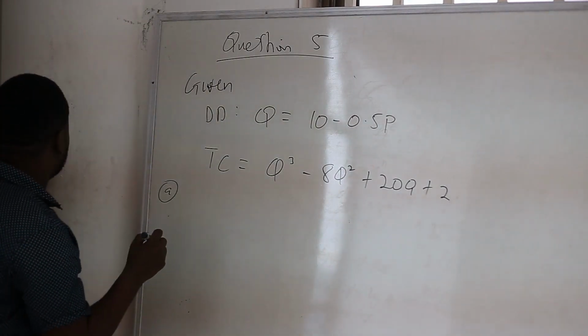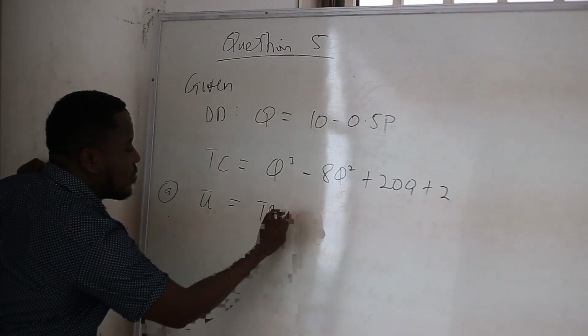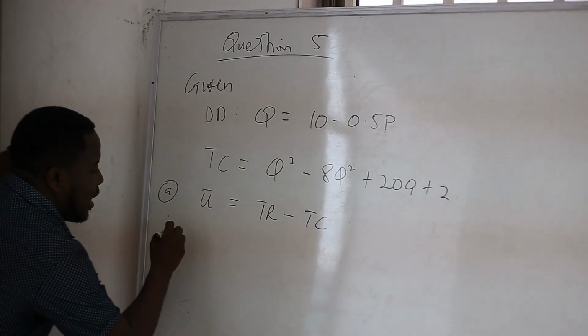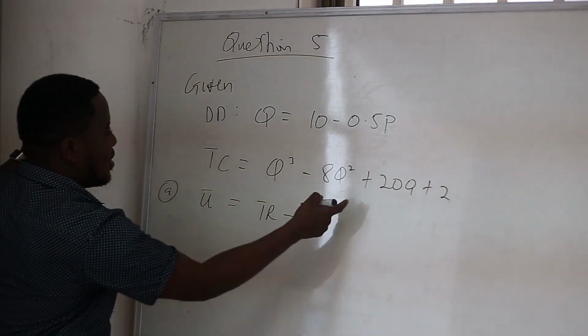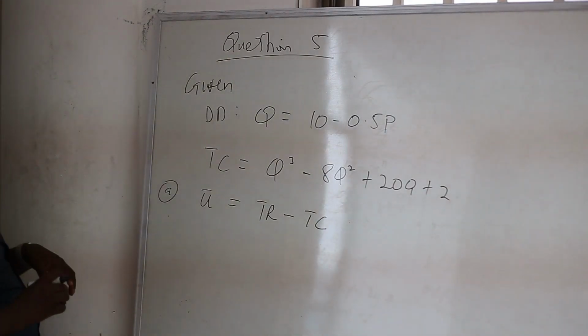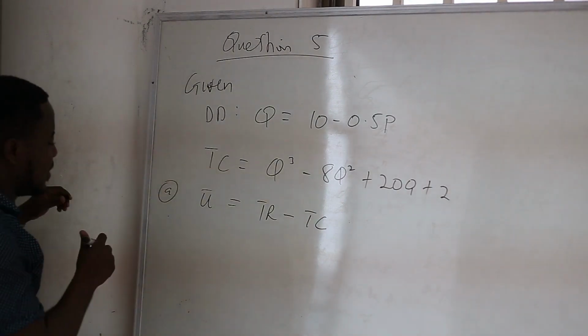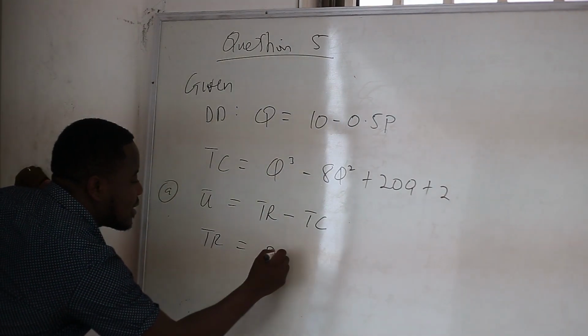So A, we know profit is equal to total revenue minus total cost. So we know total cost, we have to find total revenue. We can find the total revenue from the demand function. So we know total revenue is equal to price times quantity.